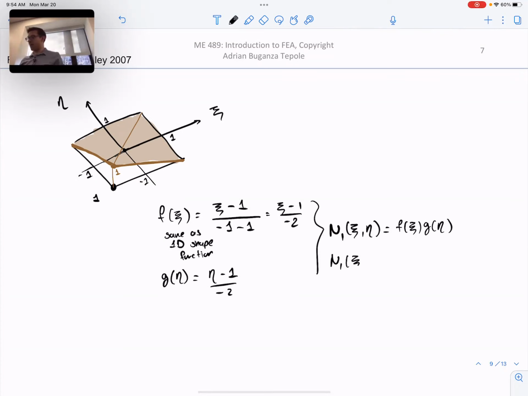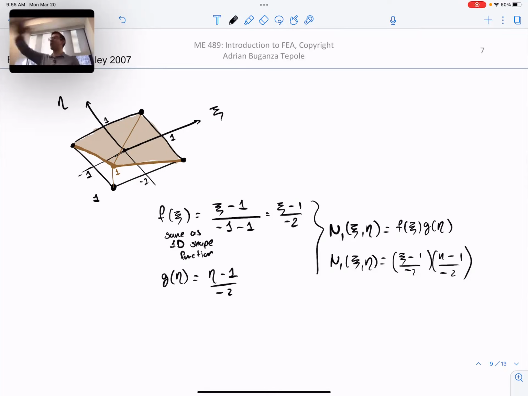So the first shape function, which is a function of both of them, is just going to be psi minus 1 over minus 2 times eta minus 1 over minus 2. So this is now a function of both psi and eta, such that it is 1 at minus 1, minus 1 and 0 at both of these, but clearly it's also 0 here, right? Because at this point, f of psi is 0 and g of eta is 0. So it really will go down to 0 in all other three nodes. So we have constructed that shape function using the 1D shape functions.